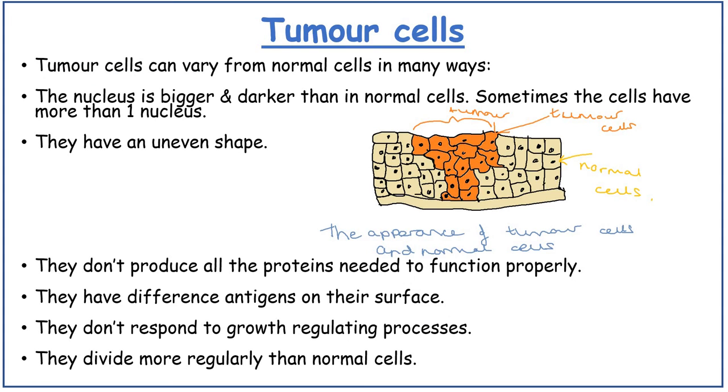Tumour cells differ from normal cells in quite a lot of ways. The nucleus is bigger and darker than in normal cells. Sometimes the cells can actually have more than one nucleus. They have an uneven or irregular shape. They don't produce all the proteins needed to function properly. They've got different antigens on their surface. They don't respond to growth regulating processes and they divide more regularly than normal cells.